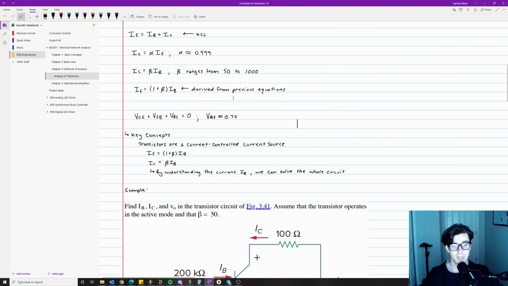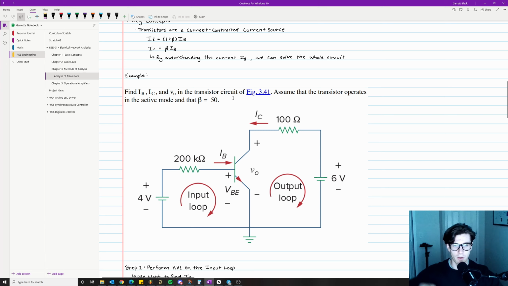Okay, so let's take a look at an example. Here you have a very typical transistor circuit where you have a voltage source going through a resistor that is hooked up to the base pin, and then you have another voltage source that is hooked up to the collector, flowing into the collector pin, and then out of the emitter pin.